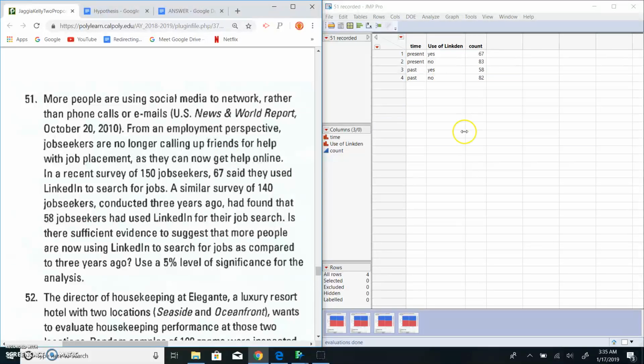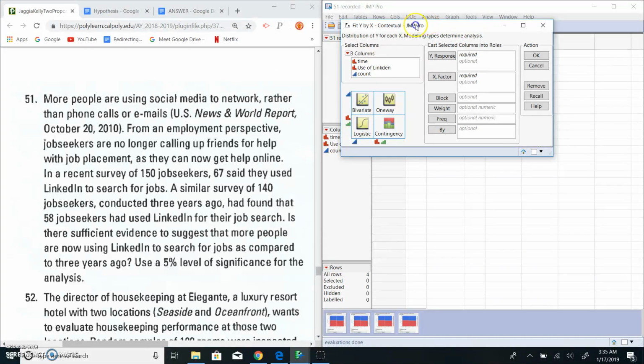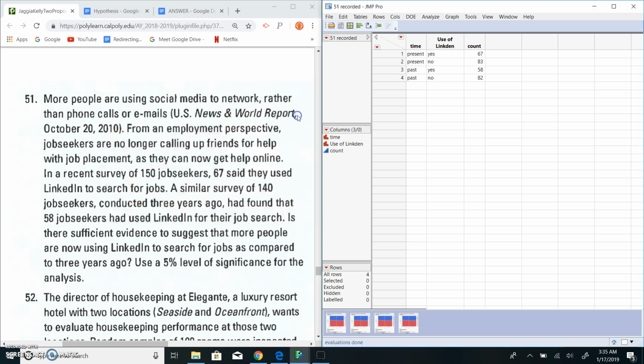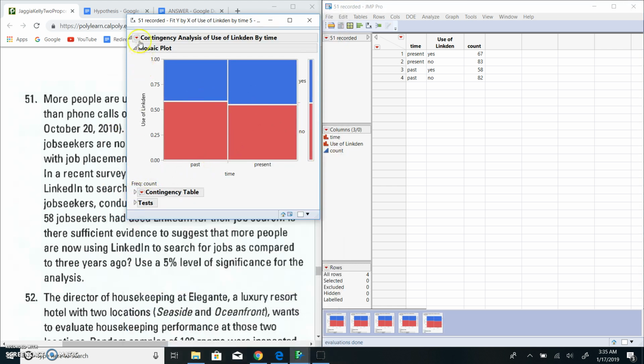After we have all this data, our next step is to analyze it. So we should put it into a Fit Y by X contextual. Since we're wondering about the use of LinkedIn, that goes into the Y response, and then it's by time, by present or past. And the count gives us the quantitative data we need to make the analysis, so that goes into frequency. And we get this, a lot of stuff that we don't care about.